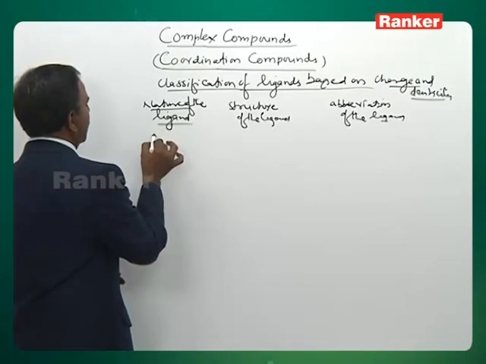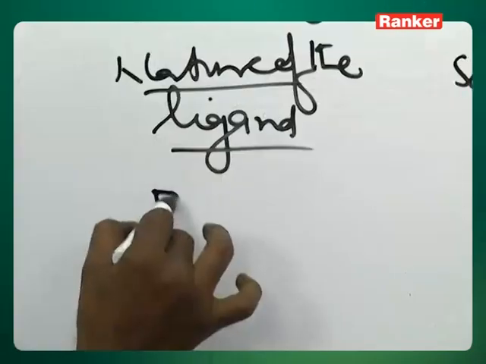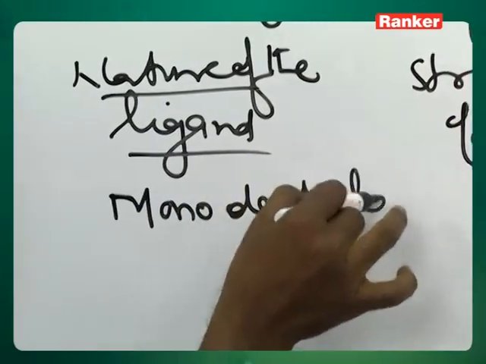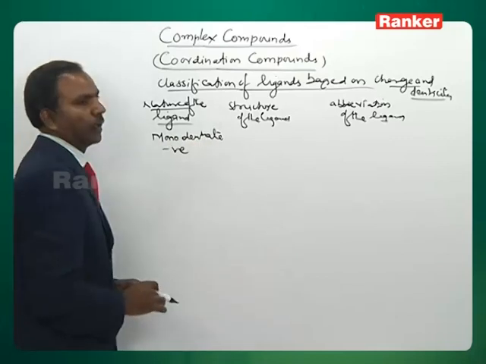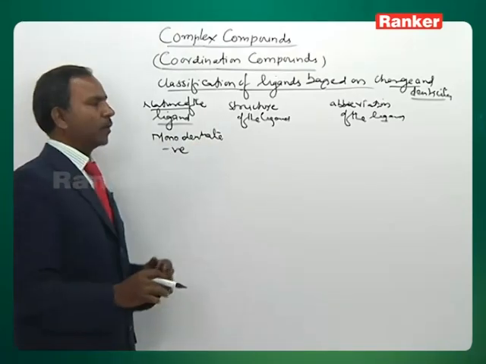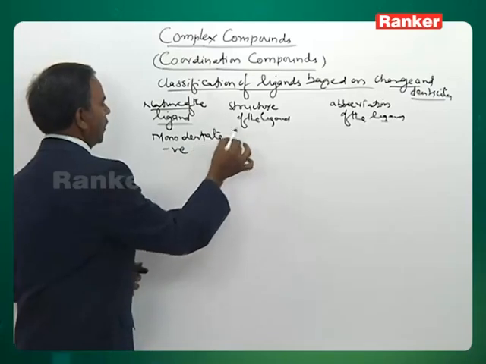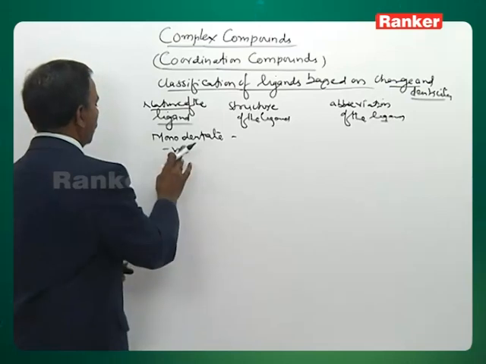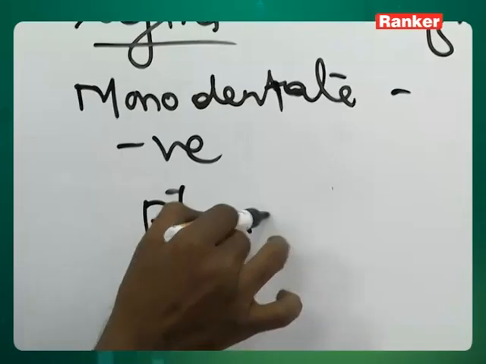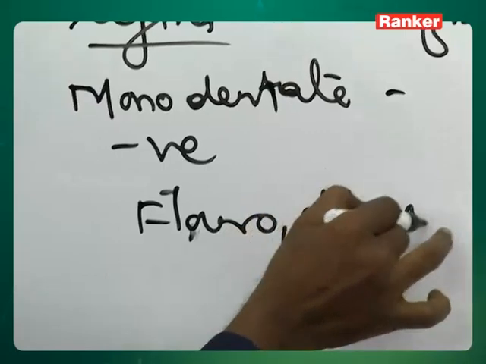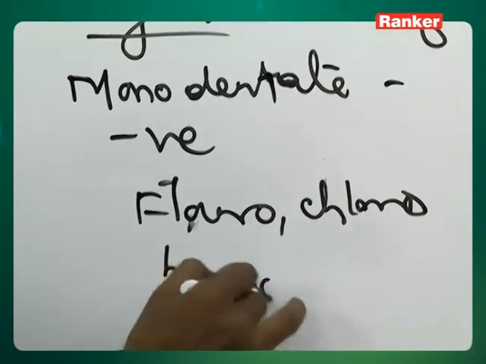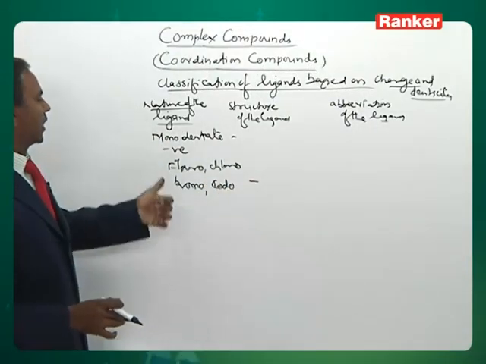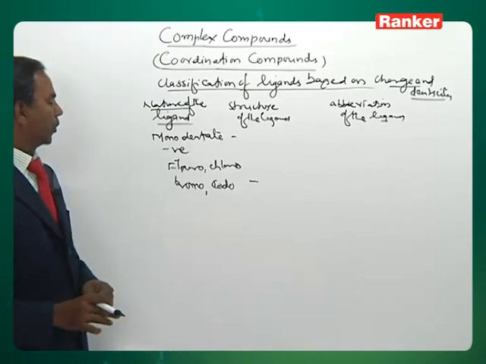Now let us consider first one. Monodentate negative ligands. First type, let us take monodentate negative ligands. It is very simple. Let me say it is actually fluoro, chloro, bromo, iodo. Nature of the ligand monodentate negative, fluoro, chloro, bromo, iodo.